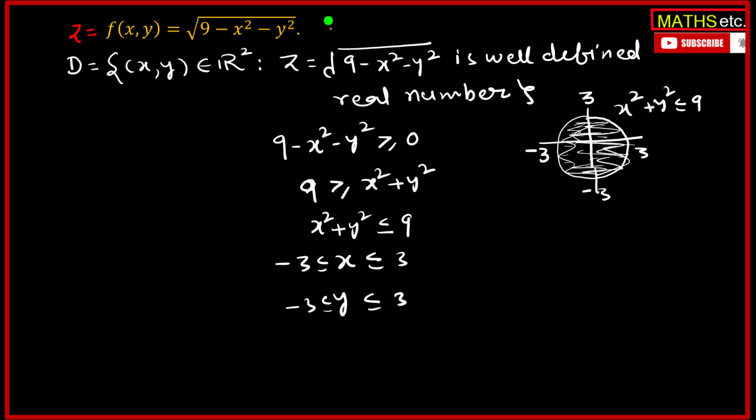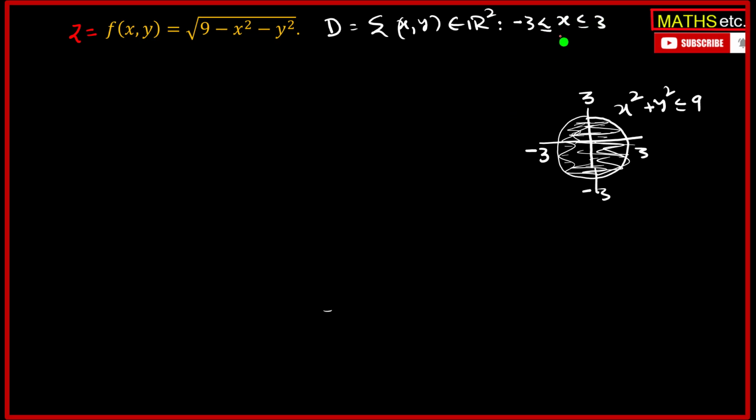So the domain of the function will be the collection of all (x, y) points in the xy plane such that x is taking values in the closed interval minus 3 to 3, and the y coordinate is also taking values from minus 3 to 3.